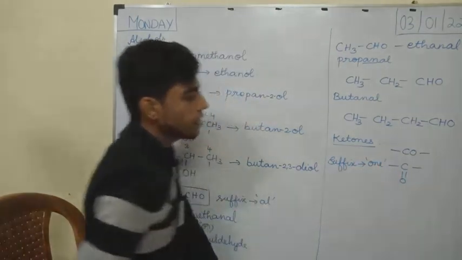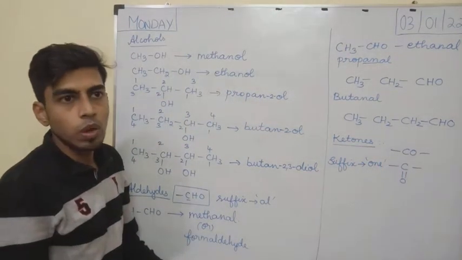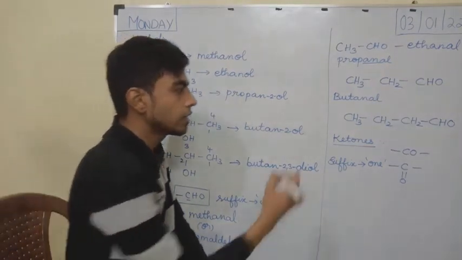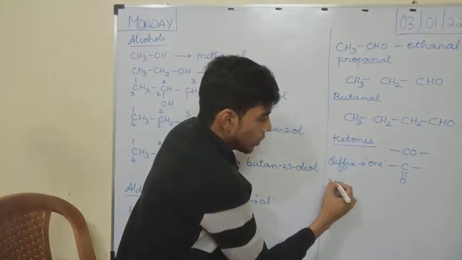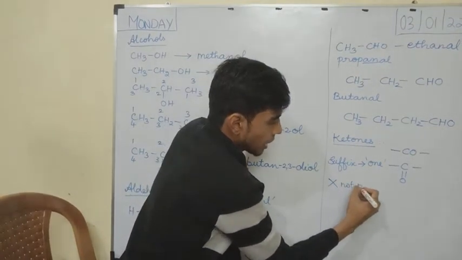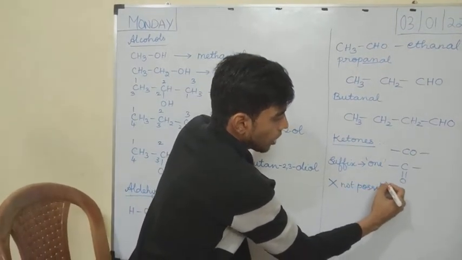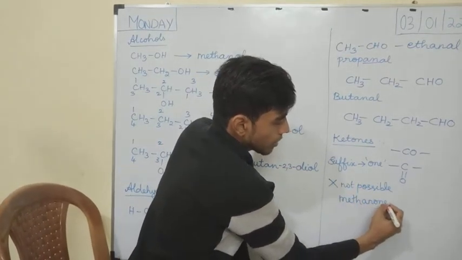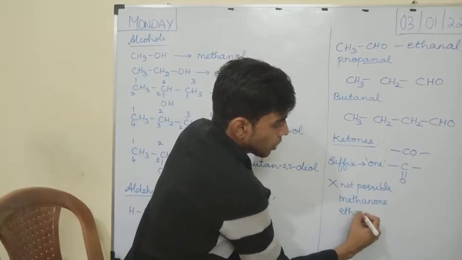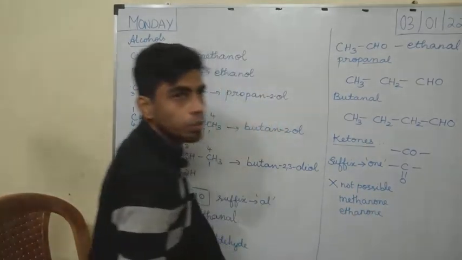-one is the suffix for ketone. It always occurs in the middle of the compound. Which ketones are not possible? There are 2 ketones which are not at all possible. There is no ketone called methanone and no ketone called ethanone.